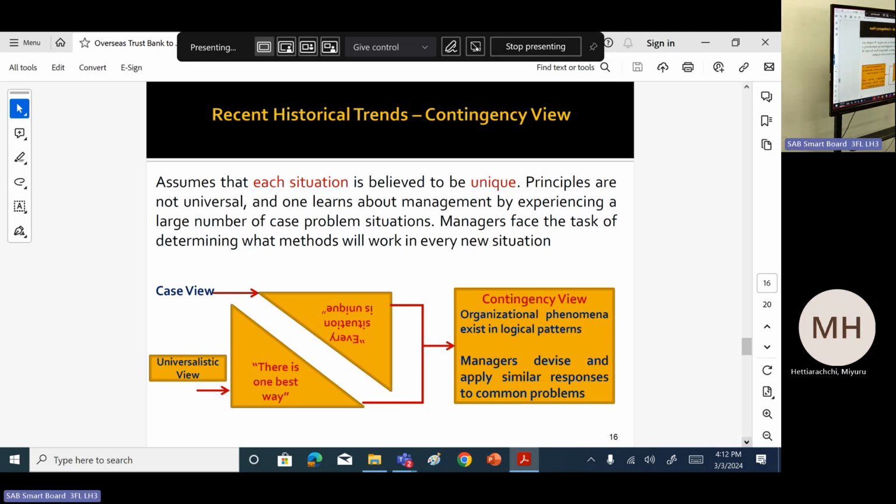I said they should come up with similar solutions for similar problems. If there are dissimilar problems, they should come up with new, innovative solutions. That's the meaning of managing the businesses or resources based on the contingency view. We have to use both the universal view and the one-to-one view, the case by case view.